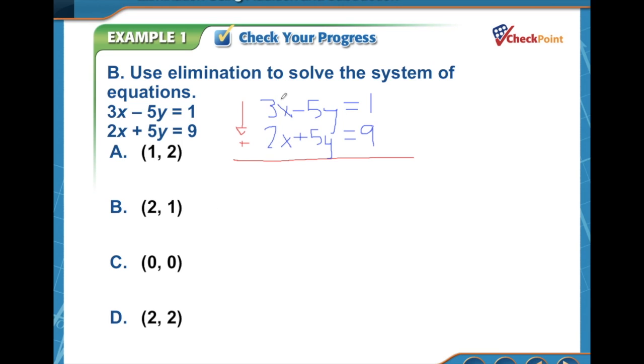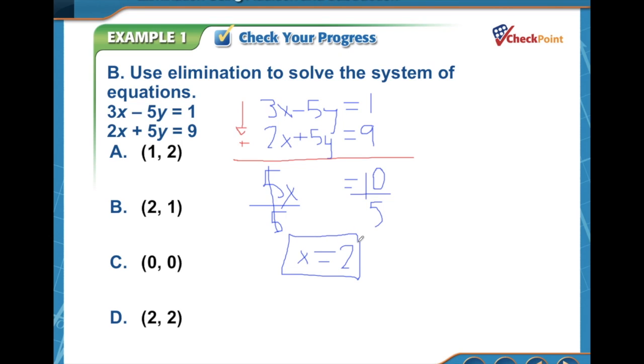and get our simplified answer. So add 3 and 2 gives us 5x. Let's write this in blue. This becomes a 0, so we'll just leave that blank. And 9 plus 1 is 10. Great, so the y's disappeared. 5 times what number gives me 10? Well, I'll divide both sides by 5. Just to confirm, this goes away, and we get x equals 2.